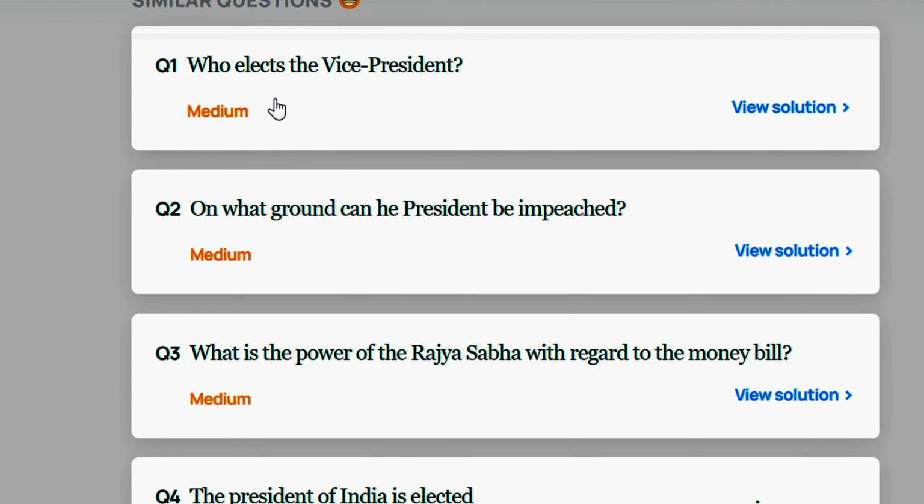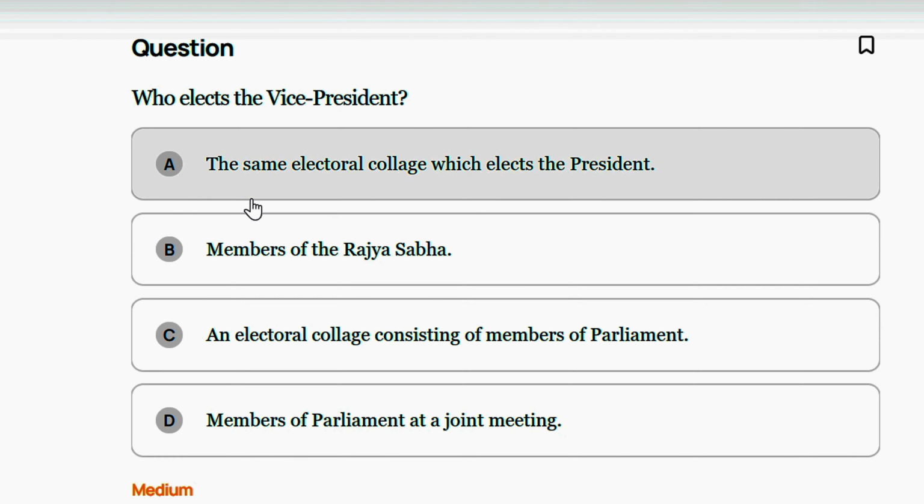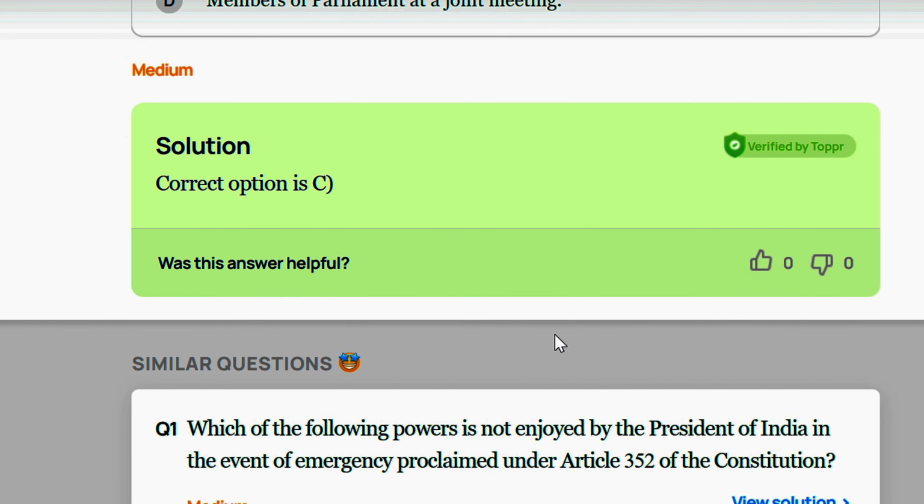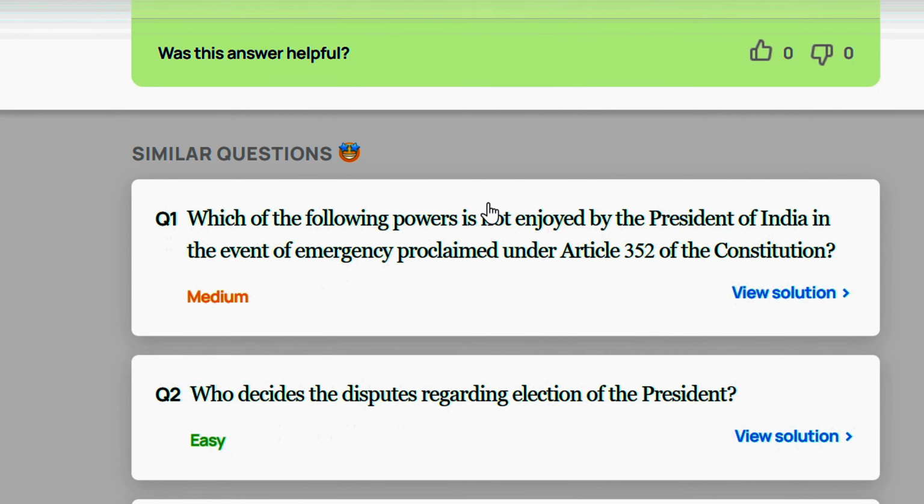Who elects the vice president? Correct answer is this one. An electoral college consisting of members of parliament. Correct answer, yes. Solution. Correct answer is C. Now next.